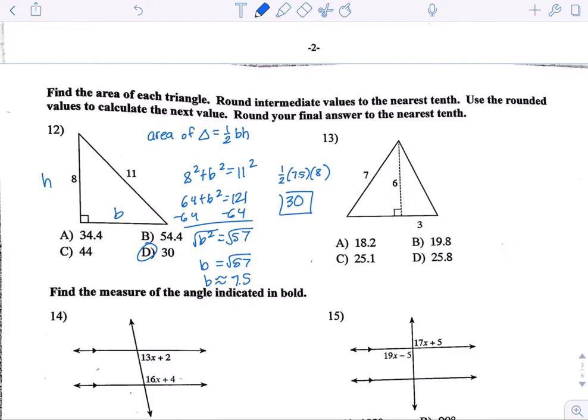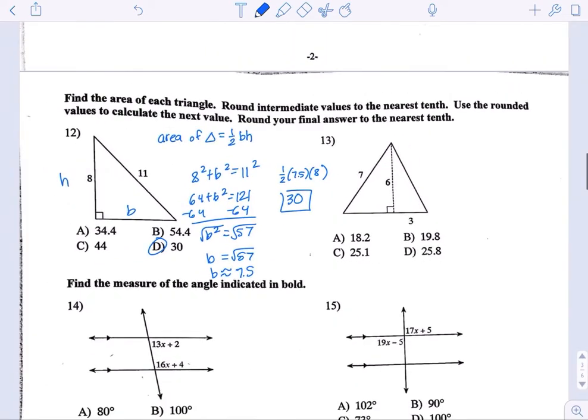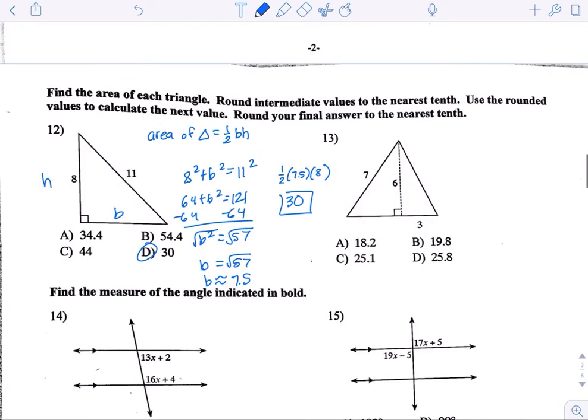Okay, 13, same deal. This whole thing is the base right here, and this is the height. So remember, area of a triangle is equal to 1/2 base times the height. So we need to go find that base. So let's just denote this as x. To find that side of a triangle, we just gotta use Pythagorean theorem.